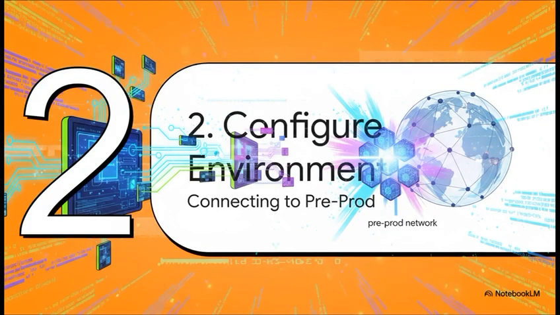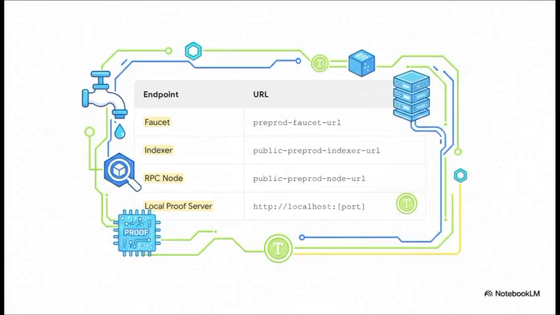All right, let's keep building on that. Now that your tools are all updated, you've got to actually point your application to the new pre-prod network. This is literally how your DApp talks to the new blockchain. This table shows you the essential URLs you'll need to set up in your environment variables. You can think of these as the lifelines connecting your DApp to the pre-prod blockchain. It's how you get data, request test tokens, and process your transactions. Let's quickly break down what each one does.